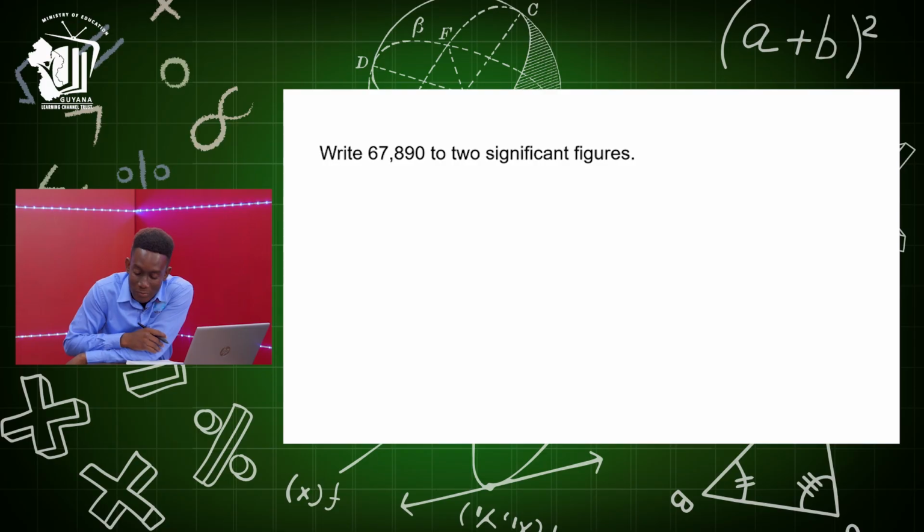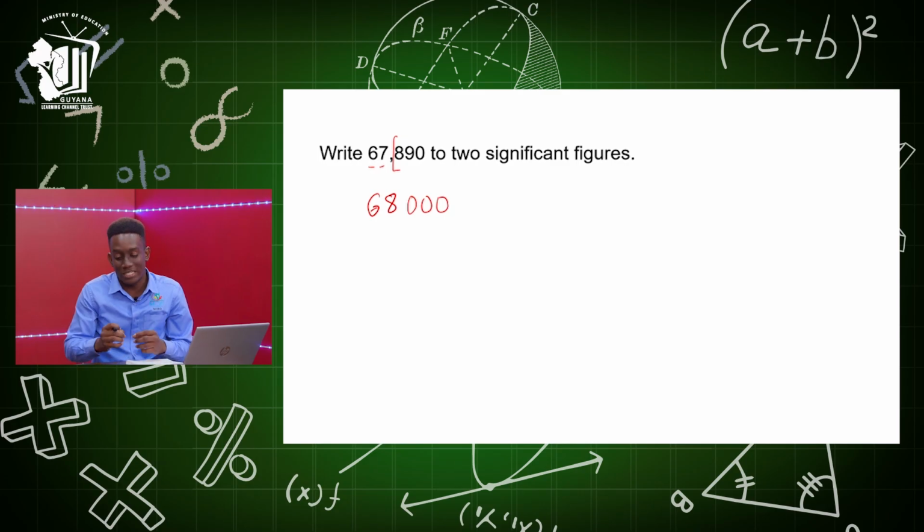So let's look at the last example to close off this video. Let's say we have 67,890. We want to write this correct to 2 significant figures. So of course, these are counted from the first non-zero. So we count 1, 2. And then we look at the number after where we stop at, which would be 8. So we add 1 to the previous number. So this will become 68. And of course, we put 0 in place of all the other digits. So 67,890 correct to 2 significant figures will be 68,000.